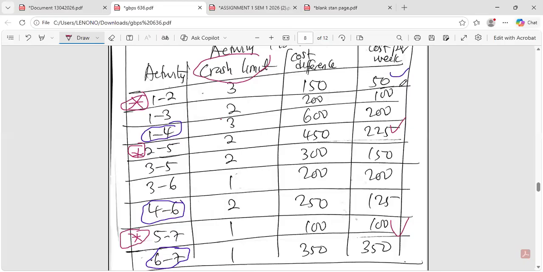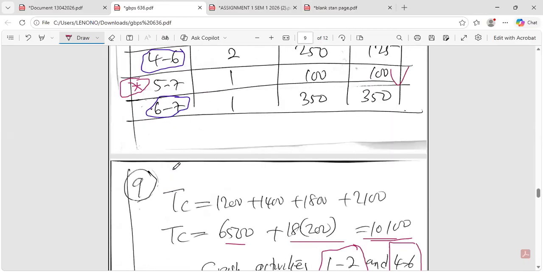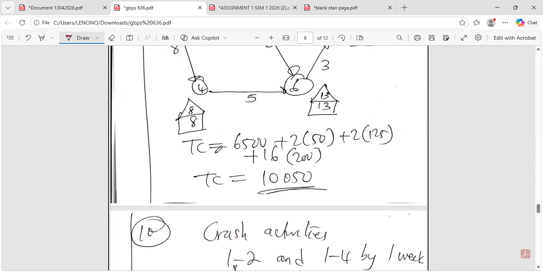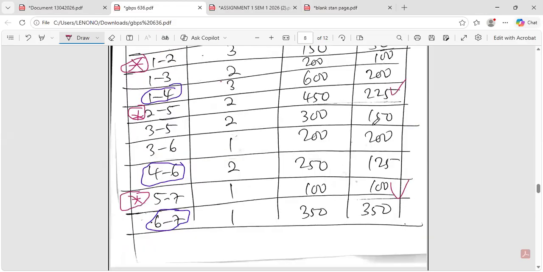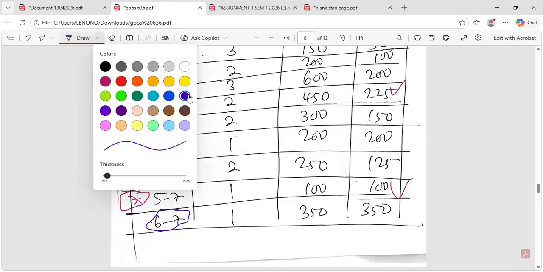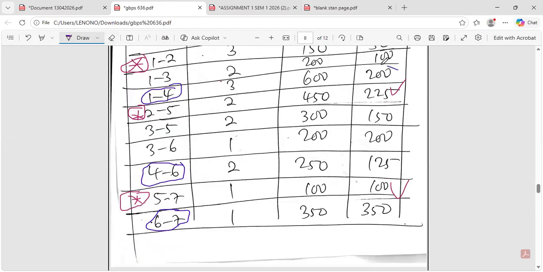So we're just crashing activities on the critical path with the smallest cost per day. All these two critical routes are supposed to remain critical until you finish crashing. So that's why here we crash activity 1 to 2 and 4 to 6, because they are the ones that had the least cost per day. So this other one was 200, 125, and 350. So we're supposed to crash these activities simultaneously, and they reduce the project completion time.